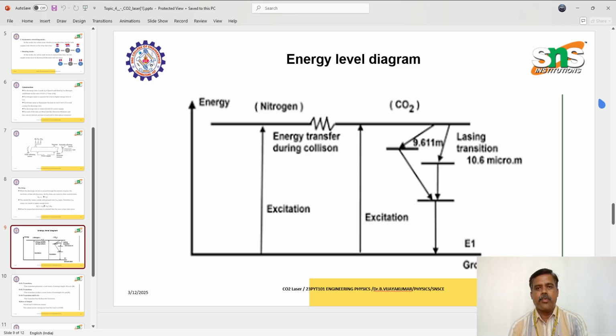So this is the energy level diagram. Initially the nitrogen is excited, and the excited nitrogen atom collides with the nearby CO2 in the ground state. Then the ground state CO2 reaches the excited state. After that, spontaneous and stimulated emission take place. In stimulated emission, it reaches the metastable states, the two energy levels E3 and E4, and emits laser beams of 9.6 and 10.6 micrometer.